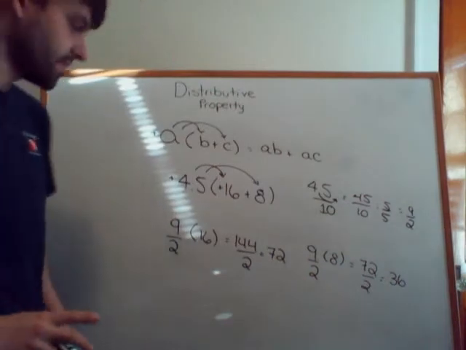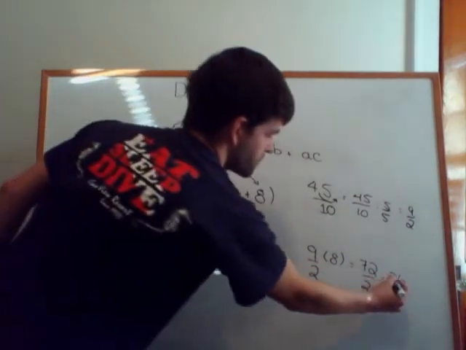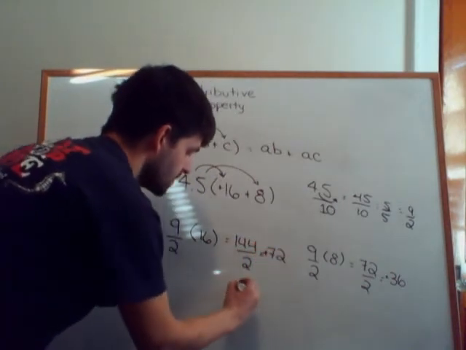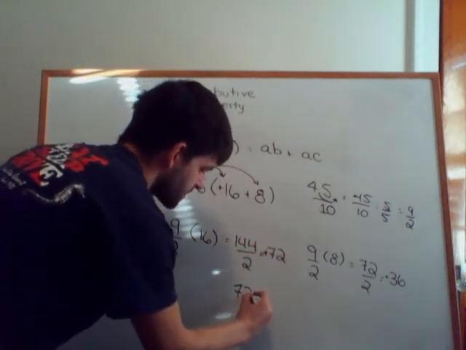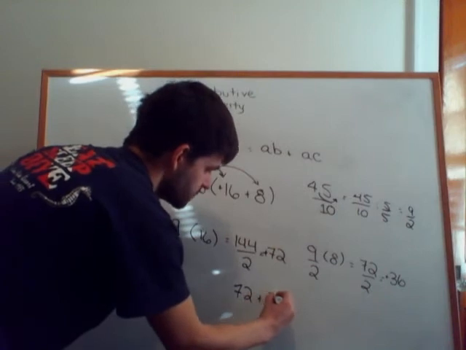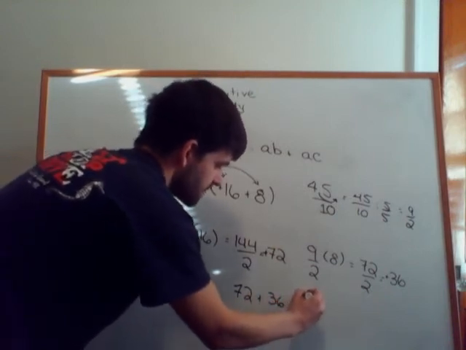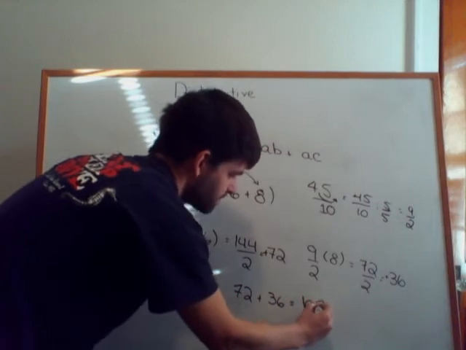Now again, these values are positive, so make sure you put those signs on each of those corresponding terms. But now we're at just an arithmetic sum. We have 72 plus 36. And that arithmetic sum is going to be 108.